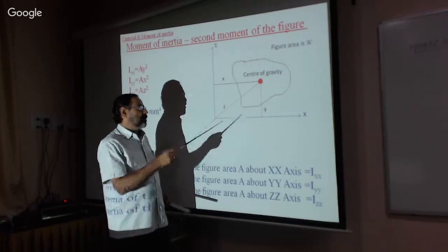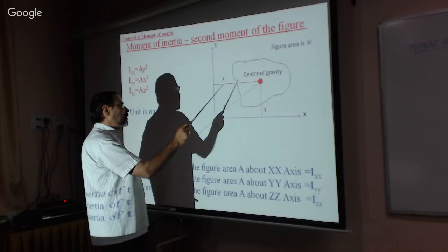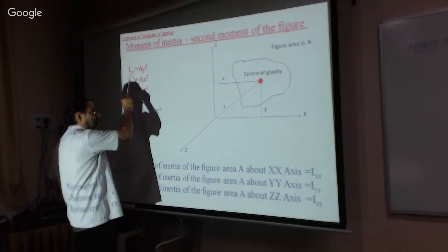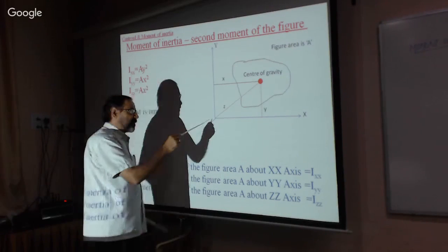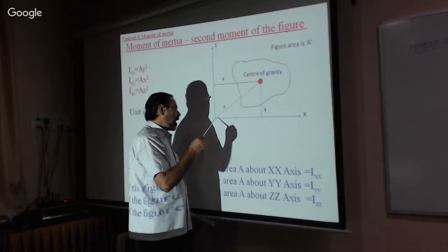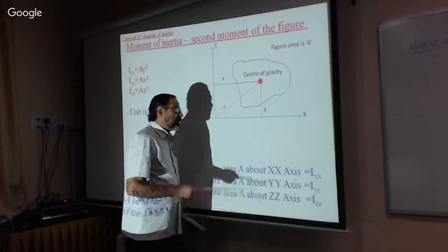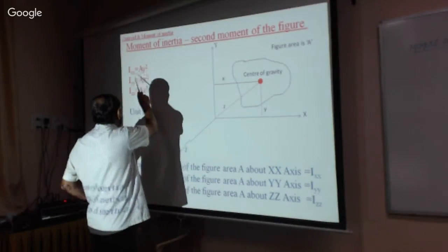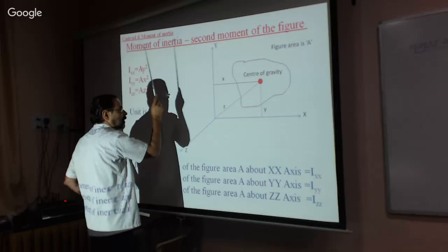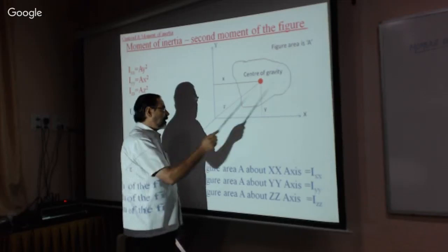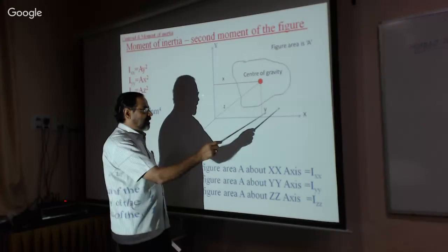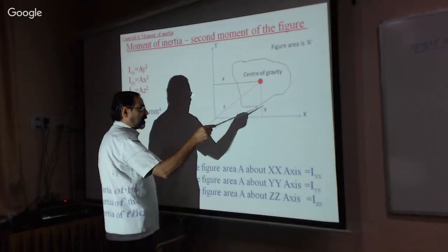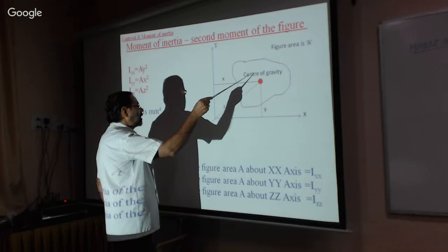Now therefore, the moment of inertia of the given section about the x-axis. This is the x-axis. This is the y-axis. Now the moment of inertia of this figure about the x-axis is equal to area multiplied by distance squared. So that is what we have written here. I-x-x is the moment of inertia of this figure about the x-axis, equal to the area of this figure into distance squared.